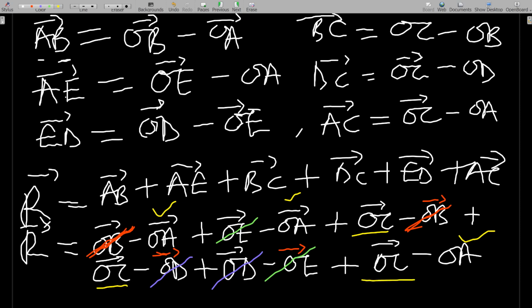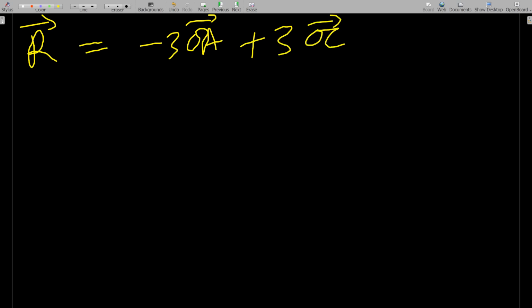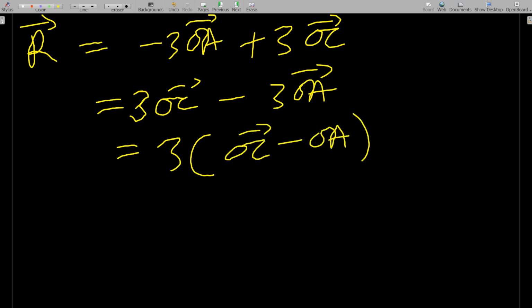So realize that in this resultant, some cancelled out, and we'll be left with R equal to minus 3 OA. So the OA, there were minus 3 of them. Then we had 3 of the OC, which is positive, so plus 3 OC. In terms of algebra, you can rearrange them: 3 OC minus 3 OA, and this can be written as 3 into (OC minus OA).